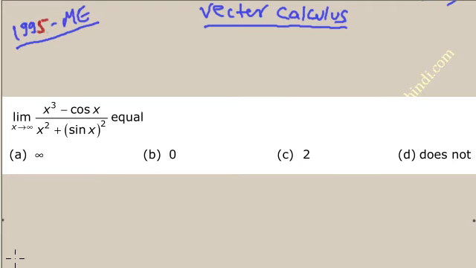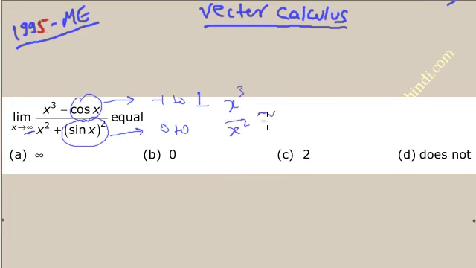This is another question. If you see here, x tends to infinity. So the range of this is -1 to 1, and the range of sin x whole square is 0 to 1, which is negligible in comparison to x. So I can neglect this. So this ratio can be written as x cube divided by x square, that means equal to x. So when x tends to infinity, this value goes to infinity. So A is the correct answer.